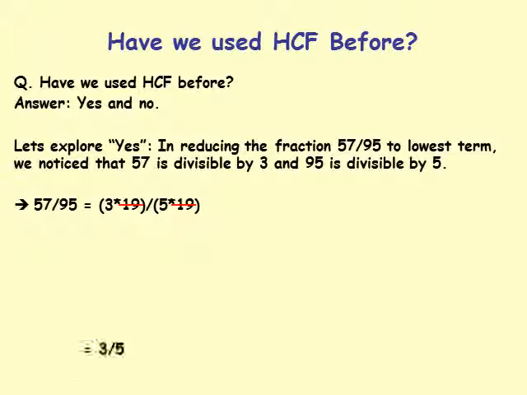Let's look at a no example here. In reducing 777 by 21, we notice that both the numerator and denominator are divisible by 7.